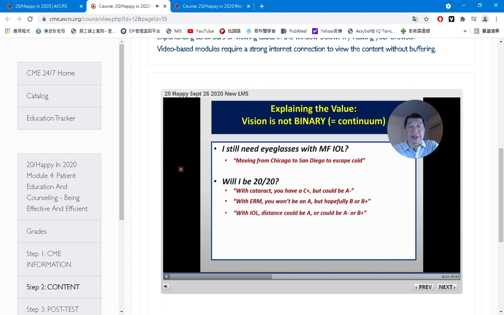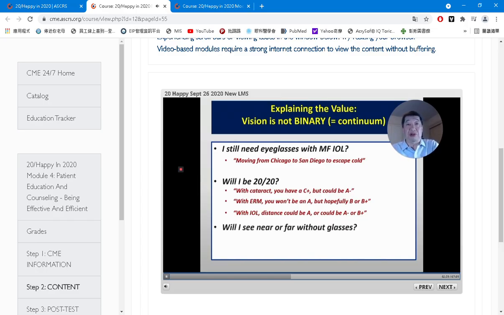And then when they say, well, will I be 20/20 with this toric IOL? I'll say, you know, very well, your distance could be an A, but because we can't try different powers, it might be a B+. But B+ still means very good. You wouldn't be wearing glasses most of the time, but it does correctly imply that you could get to an A with some thin glasses occasionally, like driving at night on the freeway.